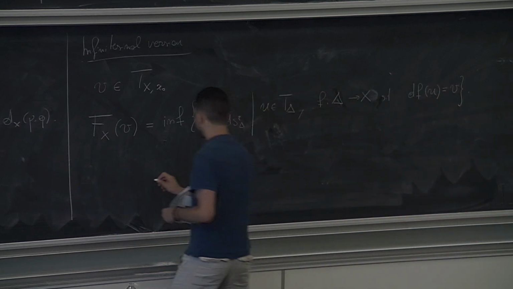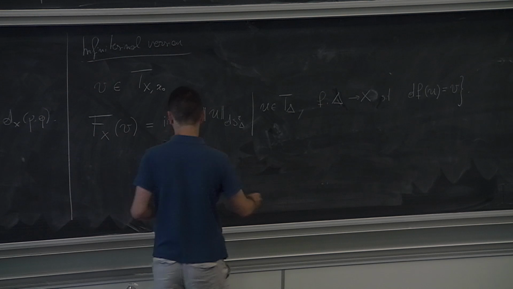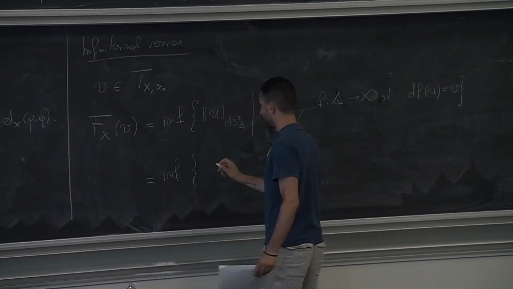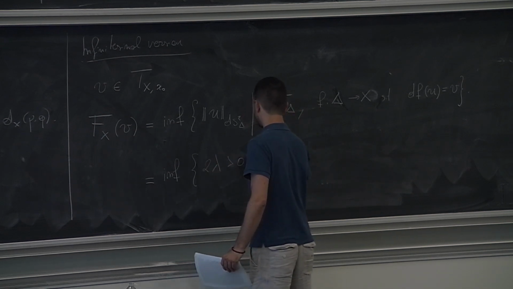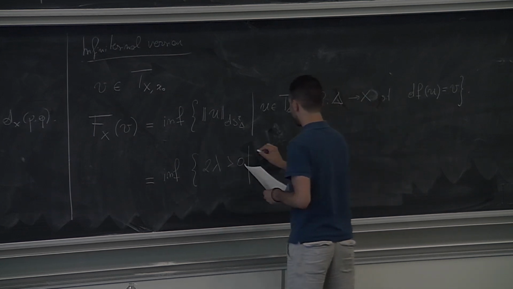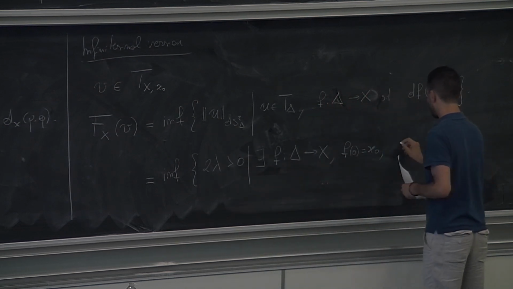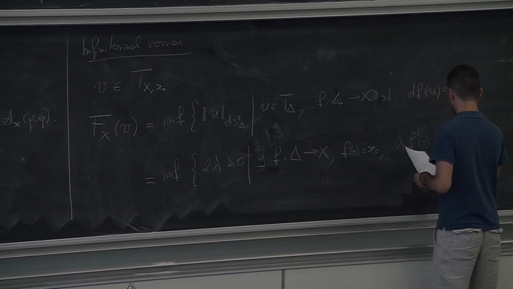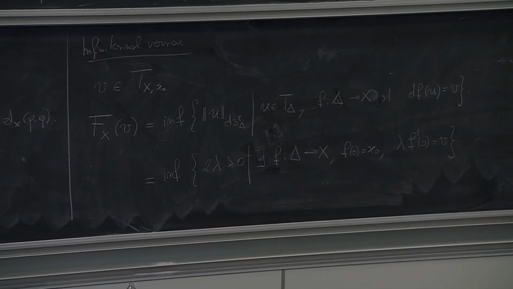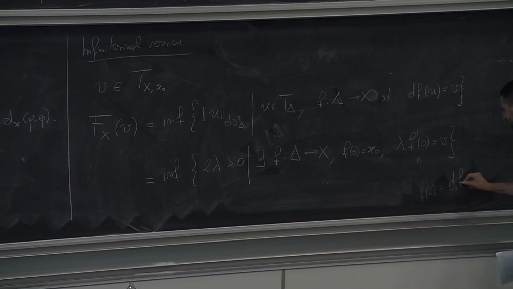This can be seen to be the same thing, since the automorphism group of the disk acts by isometries and also acts transitively on the disk. You can also rephrase this in the following way: you take the infimum of the positive real number of the form 2 lambda. I'm sorry for this 2, but it's because I wanted the disk to have -1 curvature. Such that there exists some holomorphic map f from the disk to X, which sends 0 to x0, and such that lambda f prime of 0 is equal to v. So f prime of 0 is just a notation to say that you take the differential of f at 0, and then you send this vector to X.